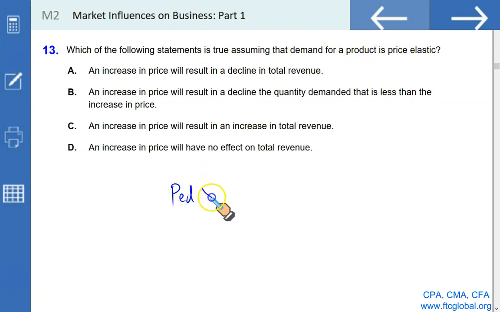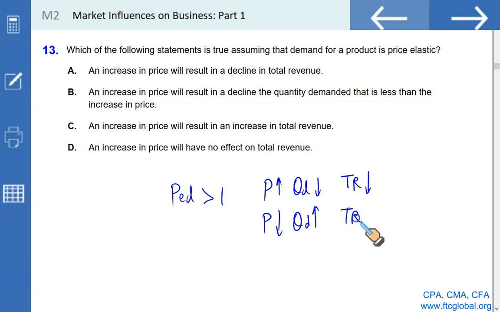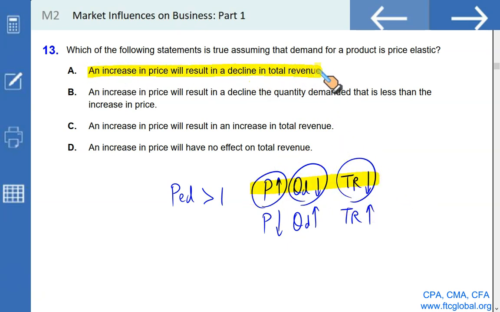If the demand is price elastic, that would mean if the price is increased, the quantity demanded decreases and the total revenue will fall. If the price is decreased, the quantity demanded increases, the total revenue would increase. Right? Now let's see. An increase in price will result in a decline in quantity demanded and a decline in total revenue. Look no further. This is your correct option.